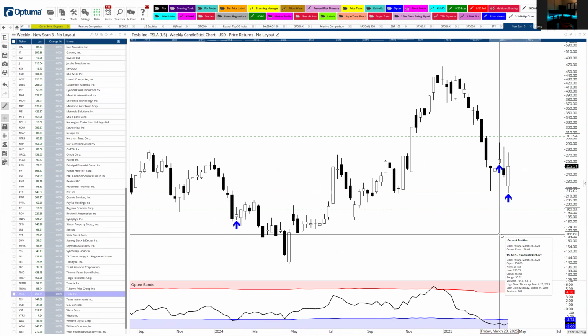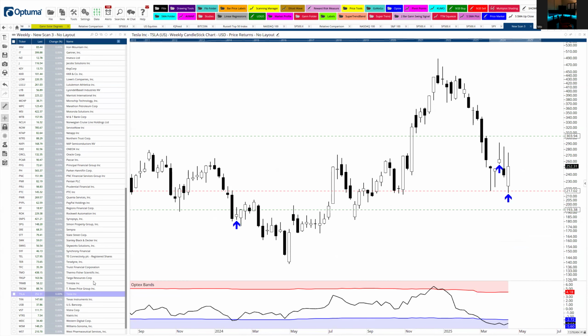So they report, I think they're not going to report next week. They report the following week. If that's the case, I don't know how big of a move Tesla can make before earnings. It's not going to be that attractive anyway.